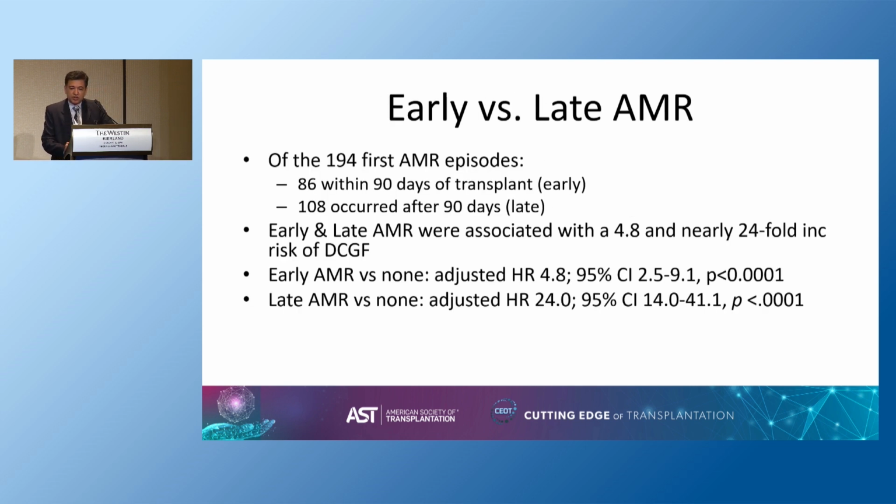And as I showed you, we were seeing a fair amount of AMR in the first 90 days. So we broke out 194 biopsies, 86 within the first 90 days. We called it early AMR, and the 108 subsequent ones that occurred after 90 days were late AMR. And early and late AMR were associated with 4.8 and nearly 20-fold increase in death-censored graft failure. So early AMR, the adjusted hazard ratio is 4.8, and late AMR, the adjusted hazard ratio is 24.